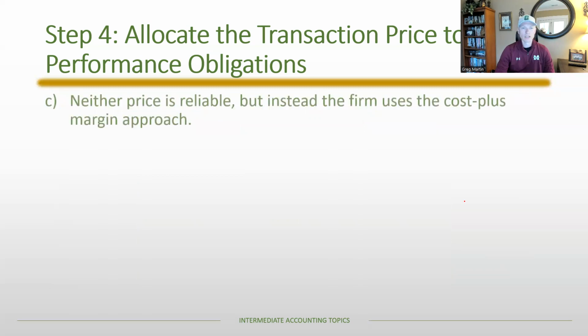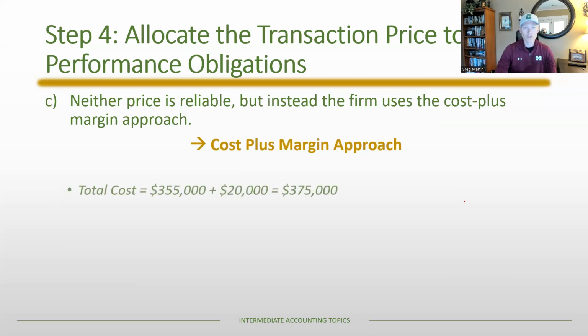And then finally, let's say that neither is reliable, but instead the firm uses the cost plus margin approach. Of course, that means we're going to use the cost plus margin approach. It's the only one that's left. The way we do this is we look at the estimated total cost. In this case, the cost of the equipment is 355. The estimated cost of the service is 20. And so we estimate a total cost of 375,000.